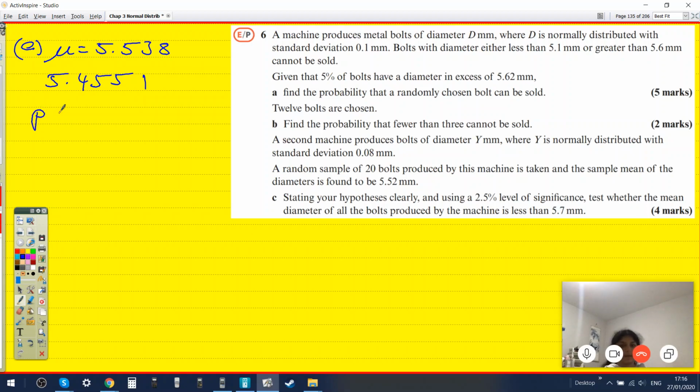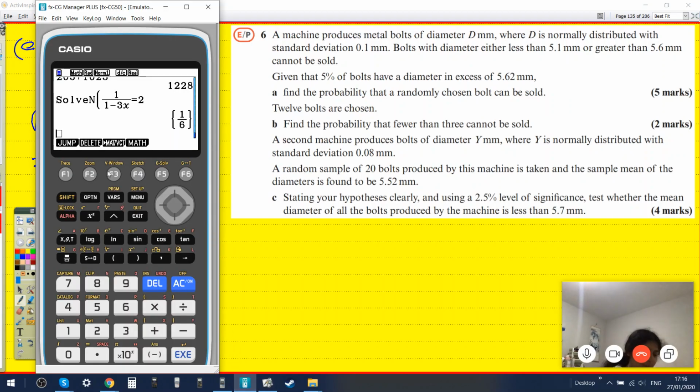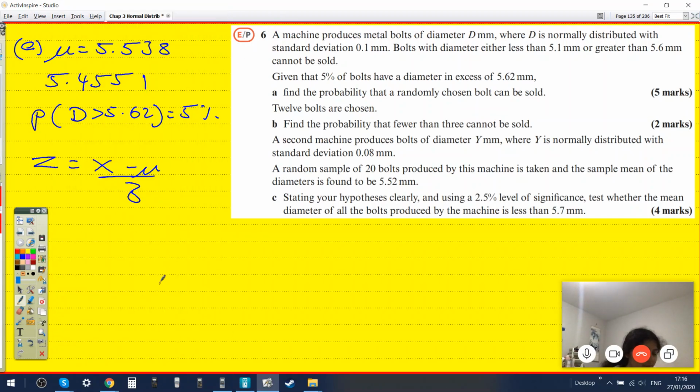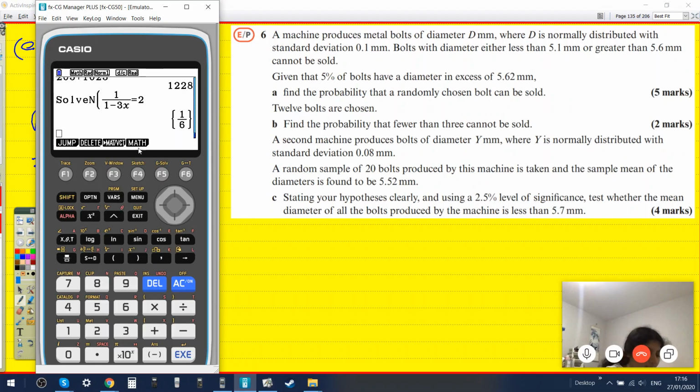So okay. Probability that D is greater than 5.62 is equal to 5%. So you put 0.05, but you don't know what the mean is, so you have to use the normal distribution, like standard deviation is 1 and mean is 0. Okay. And then it gives you 1.64485 and so on.